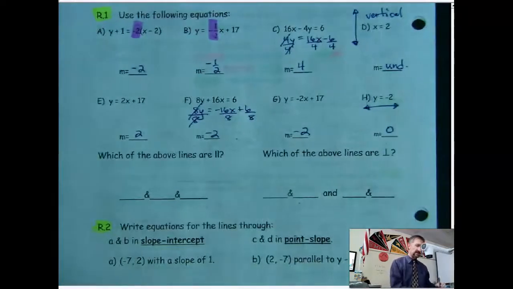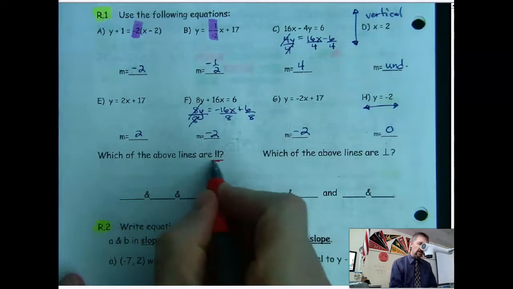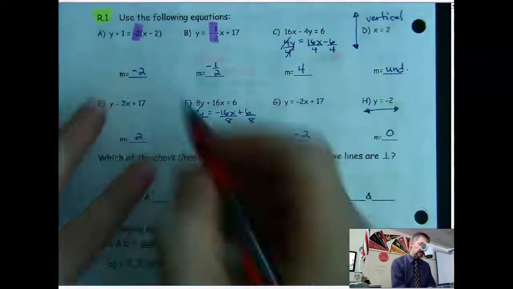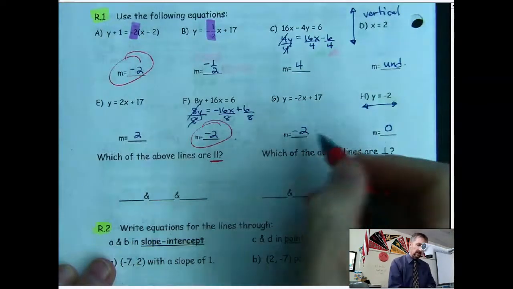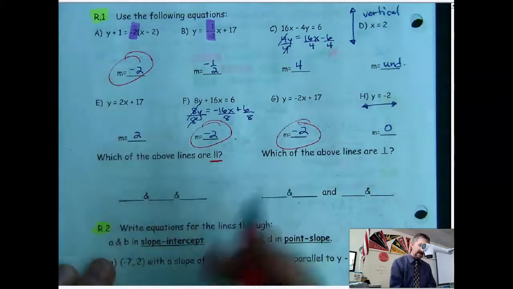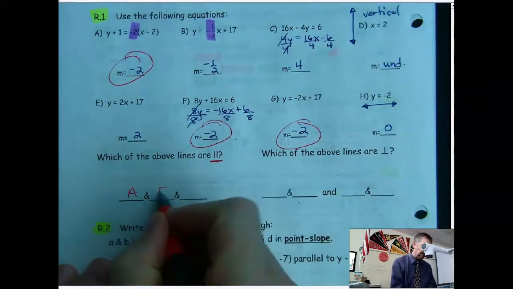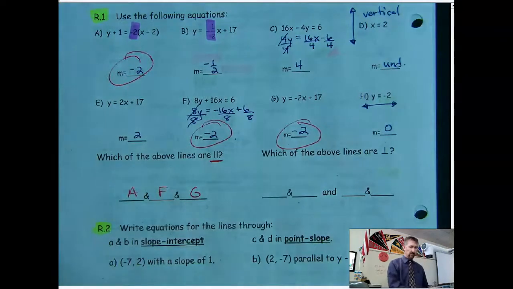Okay, so which lines are parallel? Parallel lines have equal slopes. So that looks like A, F, and G, in alphabetical order.